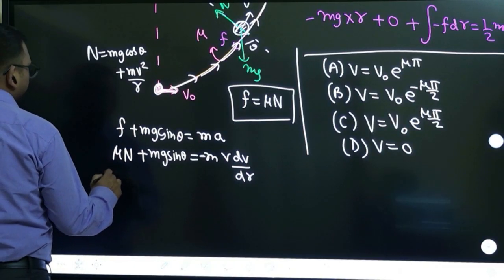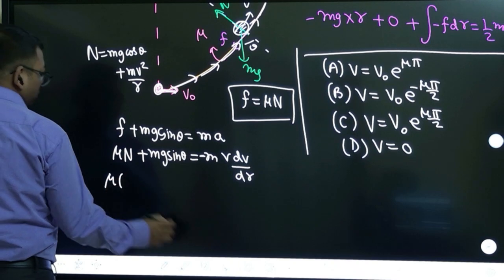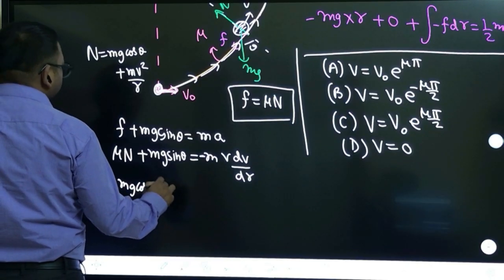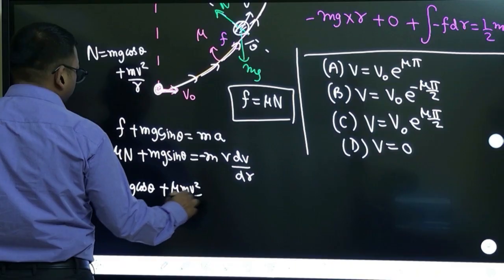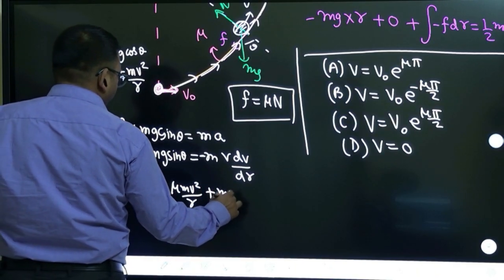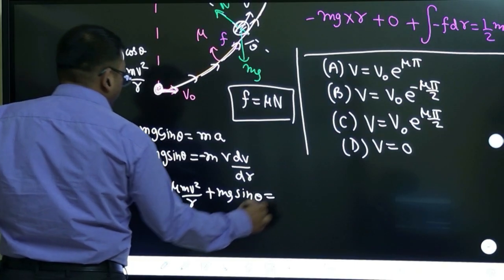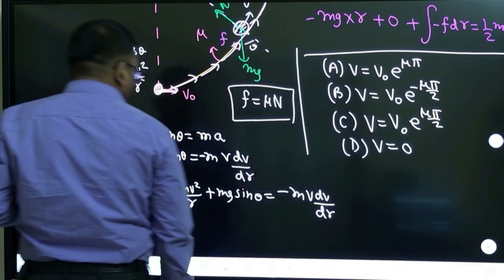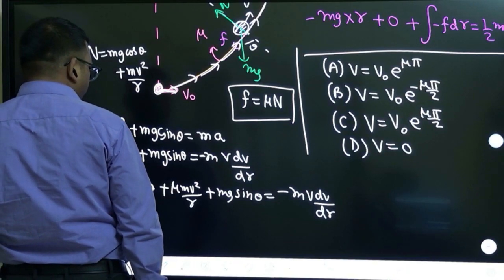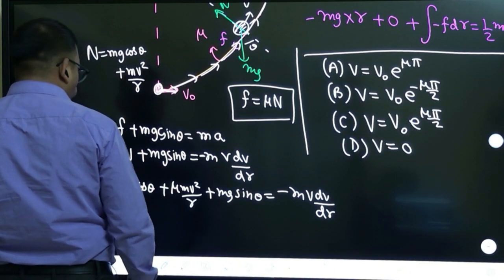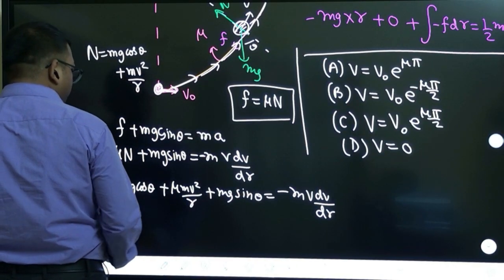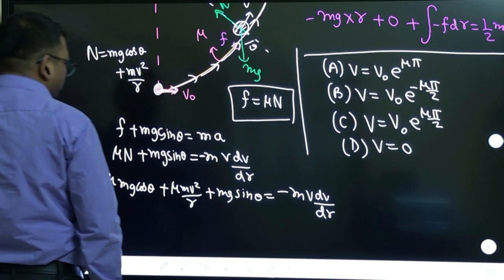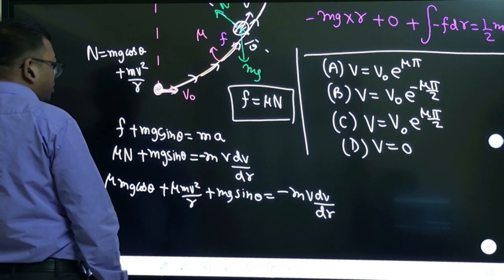Suppose I substitute normal, one minute, let me substitute this first. And this plus mg sin theta is minus m v dv by dr. Is it possible to solve? Because theta is also changing here. So maybe I can bring theta terms to one side. But again, the same idea is happening. It is not easy to solve. It may become a differential equation.